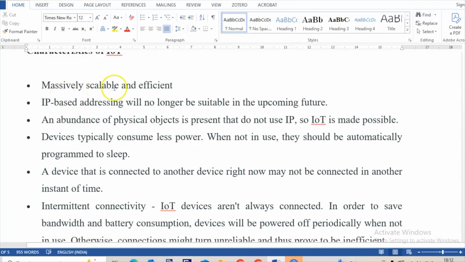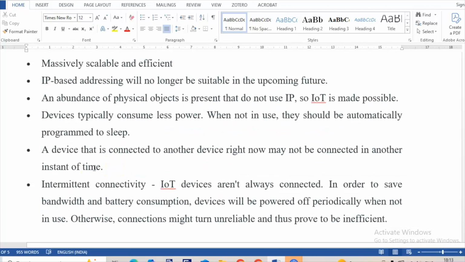They are massively scalable and efficient. IP based addressing will no longer be suitable in the upcoming future. An abundance of physical objects is present that do not use IP, so IoT is made possible. Devices typically consume less power. When not in use, they should be automatically programmed to sleep mode.